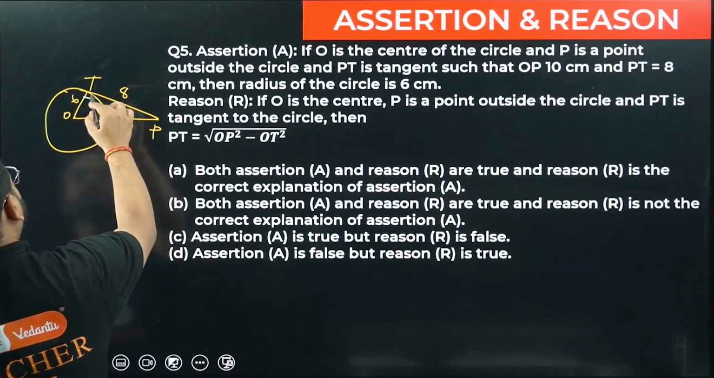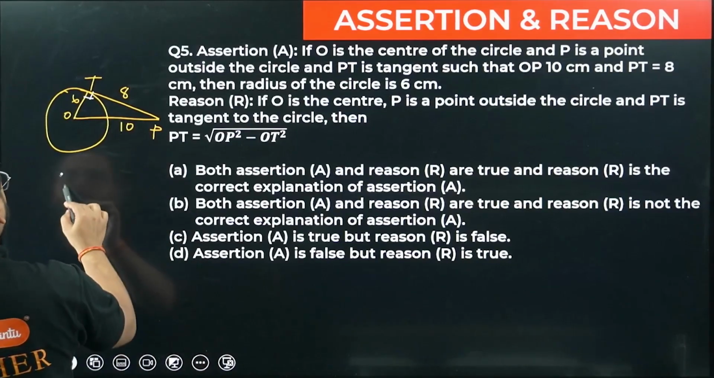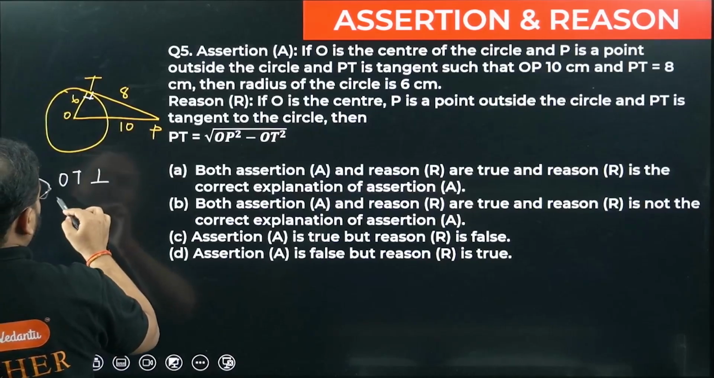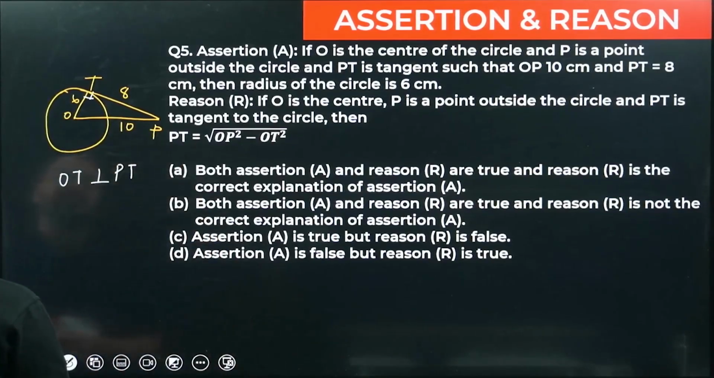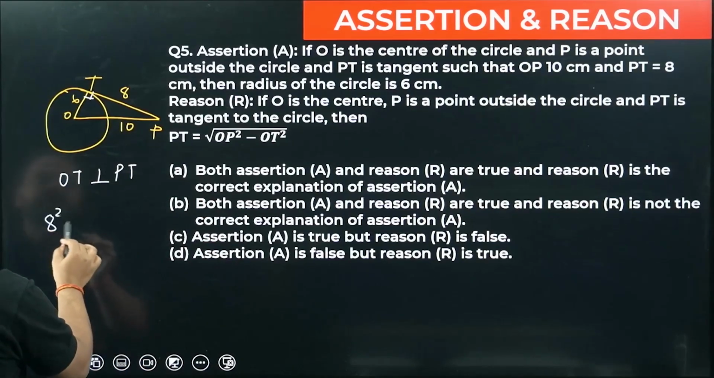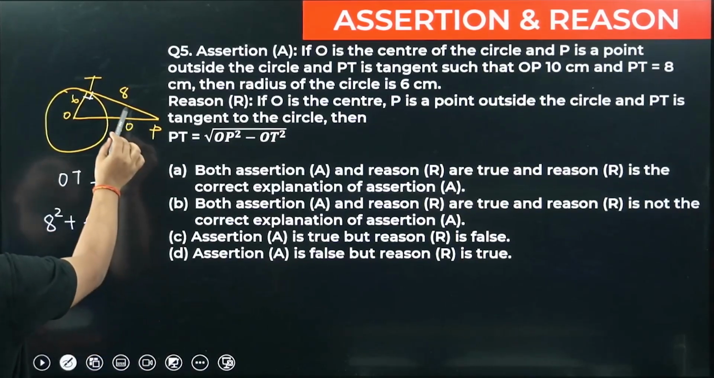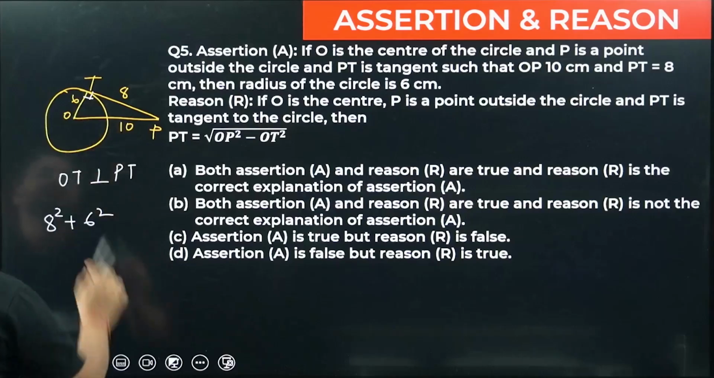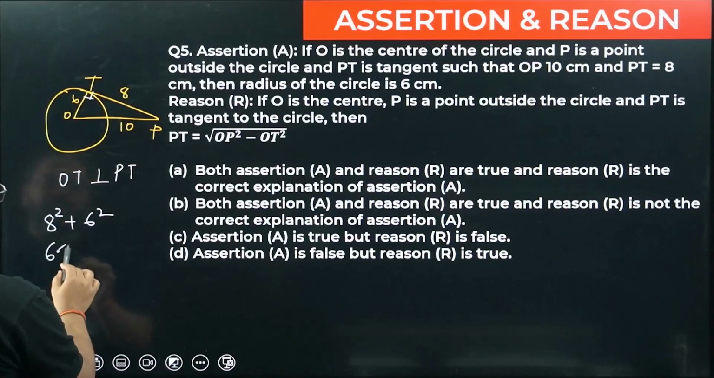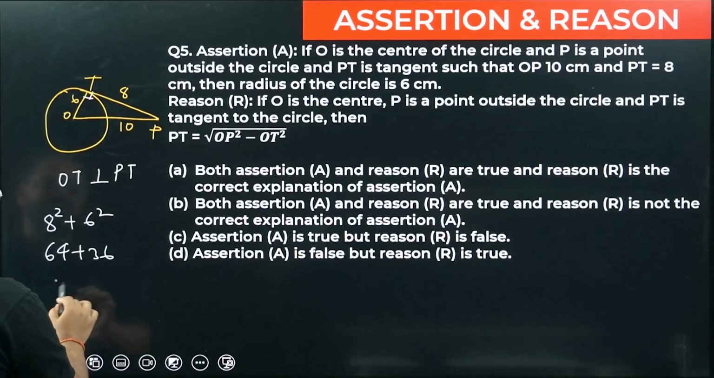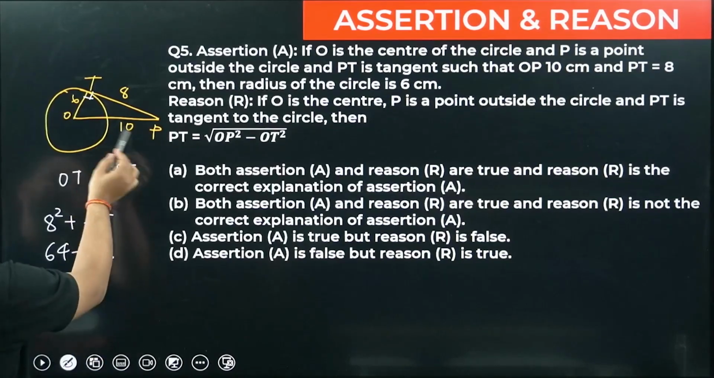Check. We know that OT is perpendicular to PT, radius and tangent. So if you apply the Pythagoras theorem, what are you going to get? 8 square plus 6 square. Please check. Base and height square. OT square plus PT square will be what? So 64 plus 36. How much is that, sir? 100. Square root of that will be 10 only, right?